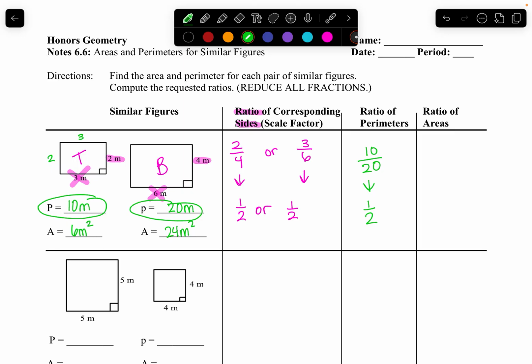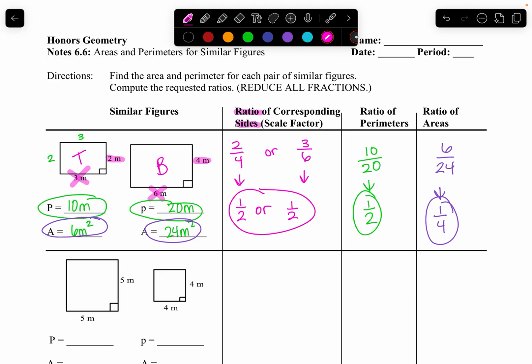Now what we need to do is look at the ratio of our areas. So here we've got a 6 and a 24. So I'm going to put 6/24. And when I simplify that, that's going to get me 1/4, which is not the same as the other ratios that I have found for these two similar figures.